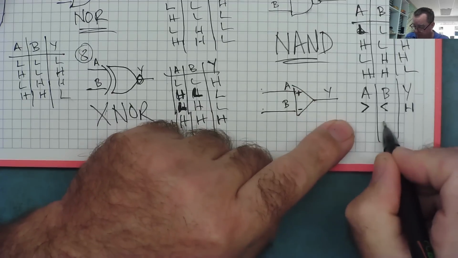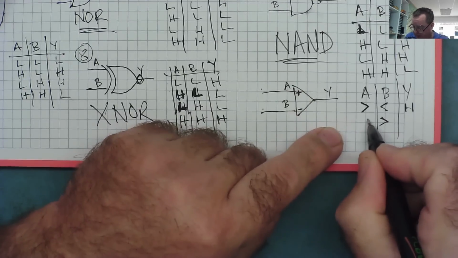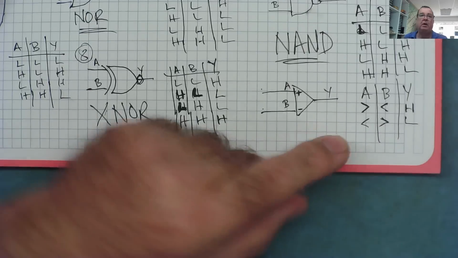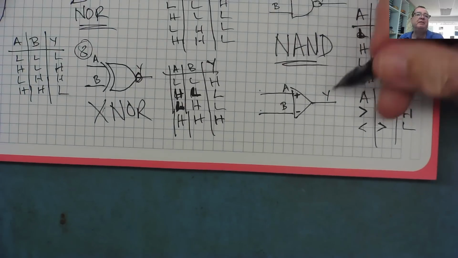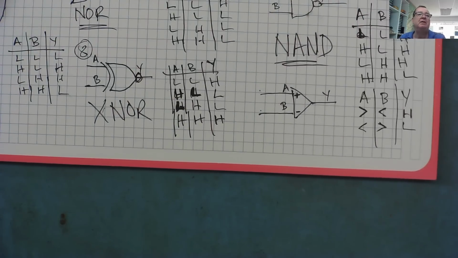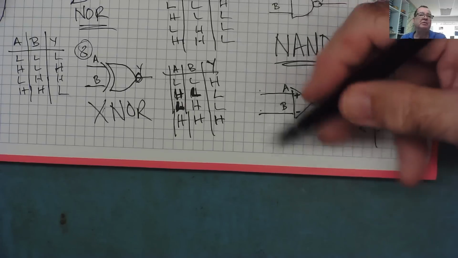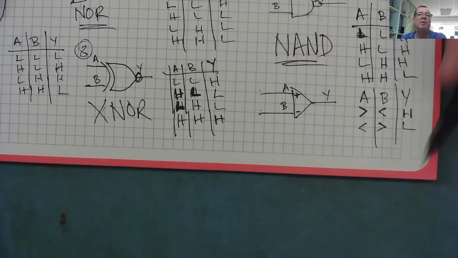Okay? If B is greater than A, the output will be low. What will happen if A and B are exactly the same? Well, the answer is the output is indeterminate. It's an indeterminate state, basically. But normally, because of the internal circuitry, it will go one way or the other.